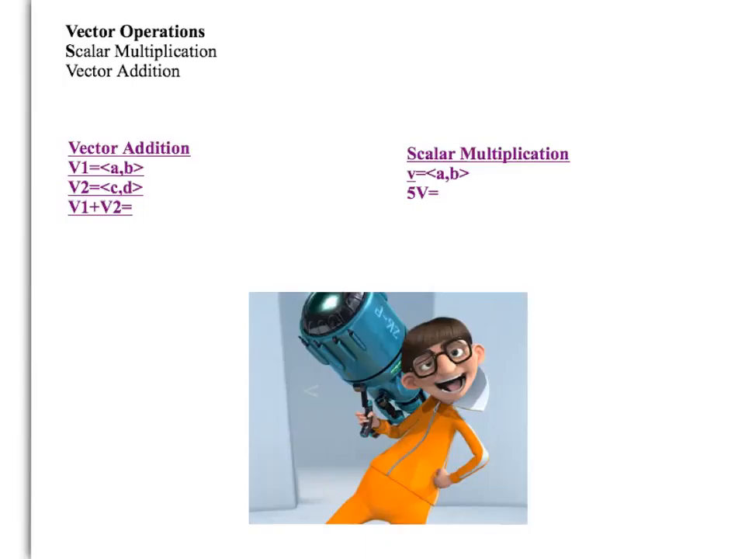We can perform two operations with vectors: one called scalar multiplication and one called vector addition. Vector addition: if I have a vector 1 and a vector 2, we'll call vector 1 (a, b), which is the horizontal distance and the vertical distance, and vector 2 is (c, d). If I want to add them together, I'm going to take the x values and add them together, and then the y values, which is b plus d, and add them together and come up with a new component.